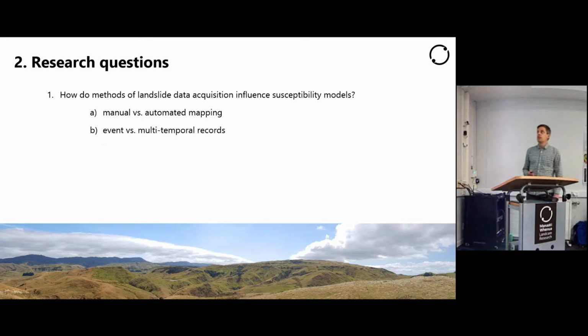In terms of the research questions, there are 4 main ones that I'm going to address today. The first one really goes to the issues of methods that are critical to the acquisition of data for the type of susceptibility modeling that I'm going to talk about. And really, this is us exploring how different types of data can influence the model outputs. So whether it's manually collected data versus automatic mapping, or event level data versus multi-temporal historic landslide data.